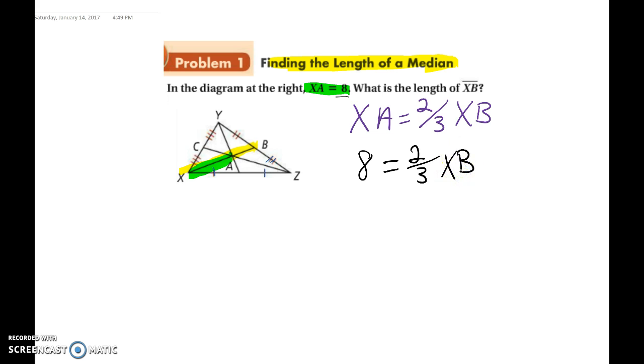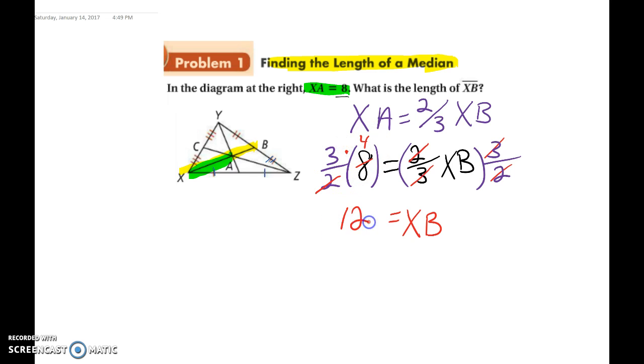Now, to solve for XB and get rid of that 2/3, we multiply by its reciprocal. Remember, reciprocal is where you flip the fraction. So we multiply each side by 3/2. Then the 3 and the 3 cancel out, the 2 and the 2 cancel out, and we're left with just XB. 2 goes into 8 4 times, so we divide 8 by 2 to get 4. Now we're left with 3 times 4, or 12. So that entire segment, XB, is equal to 12 units.